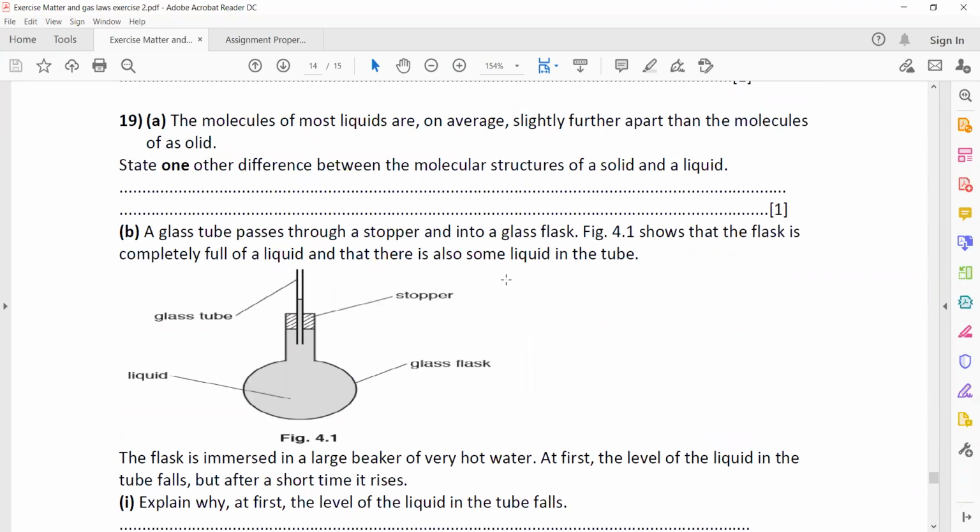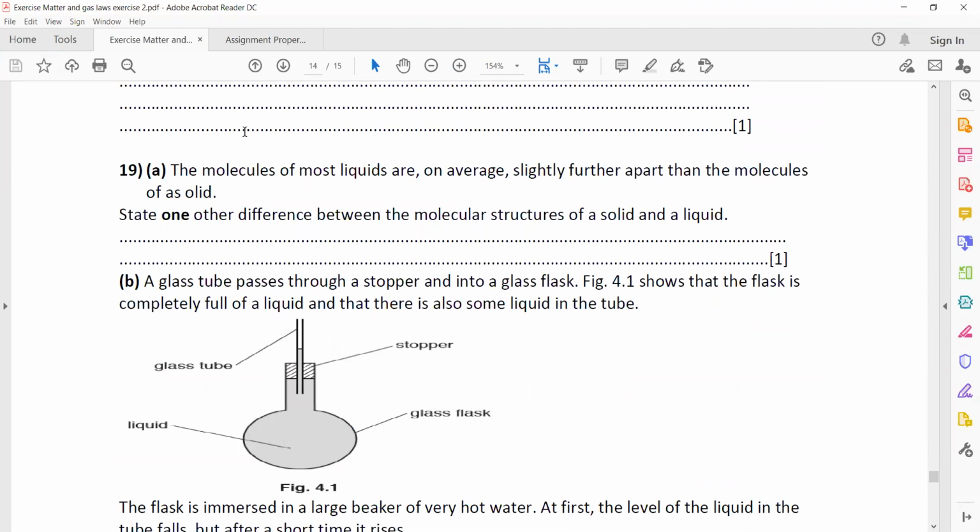Okay, in this question, the molecules of most liquids are on average slightly further apart compared to that of a solid. State one other difference between the molecular structure of a solid and a liquid. So what is the difference between the molecular structure, in terms of molecules, of a solid and a liquid? Basically, in a solid, the particles are tightly packed together. There is a regular arrangement without any gap.